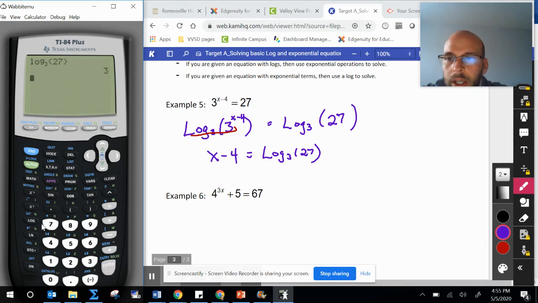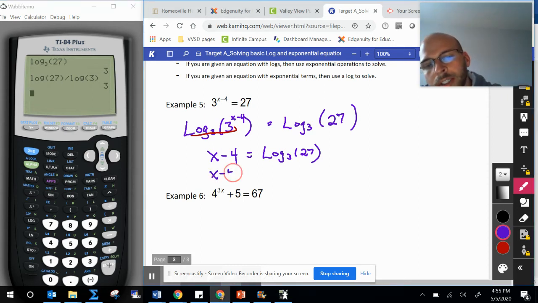Now, there is another way to do it. If you notice, there's a log button, but it requires a couple more button pushes. So if I hit log of 27, so always of what's in parentheses, divided by, hit the log button again of the base. And what that does is that puts the base in there for you. So log of 27 over log of 3 is still 3. So if you don't have a fancy calculator, you can still do this on any scientific calculator.